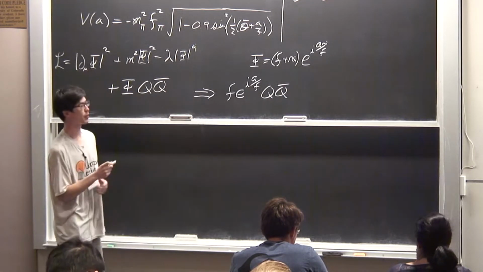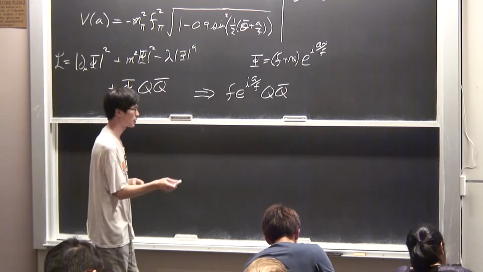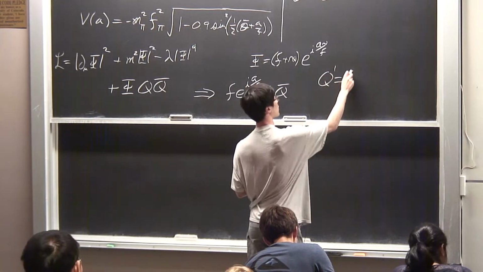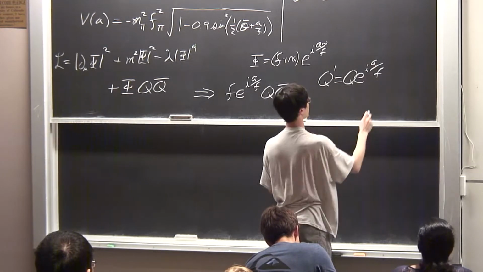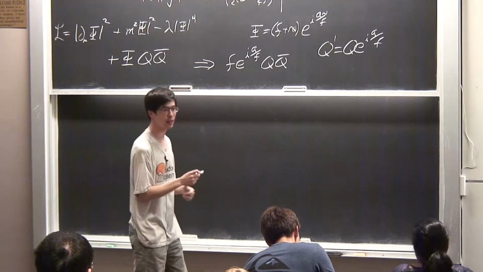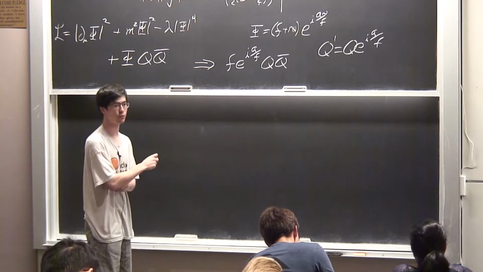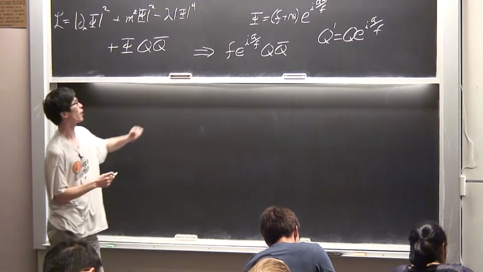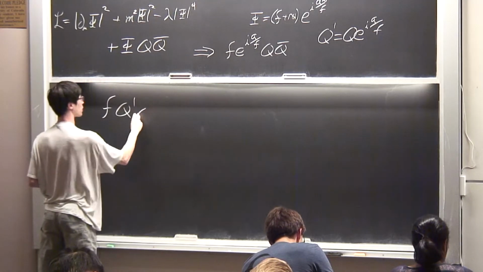And now we can do a symmetry transformation. Well, field redefinition. It's not a symmetry. We'll redefine q prime equals q times e to the I a over f. And this is not a symmetry of the theory. In particular, it's an anomalous field redefinition. And so when you do this field redefinition, you now have your mass term, which is just f q prime q bar.